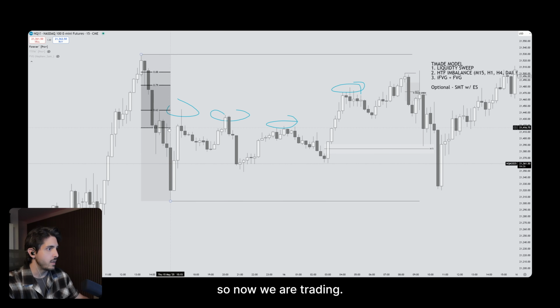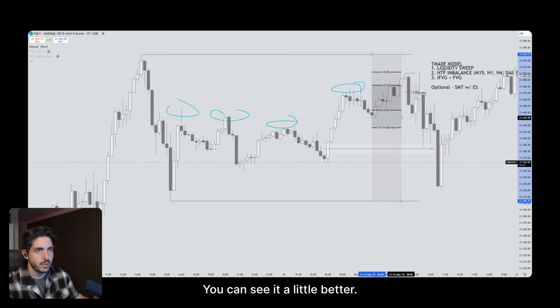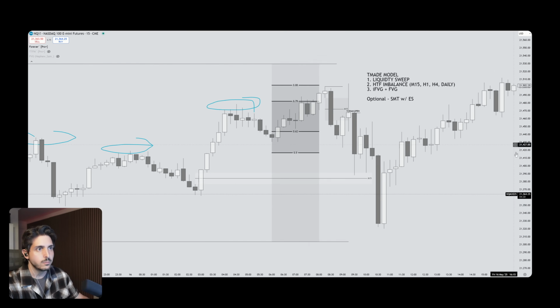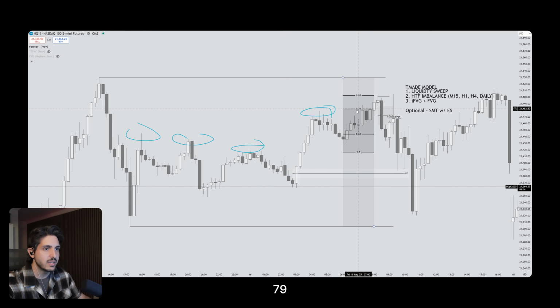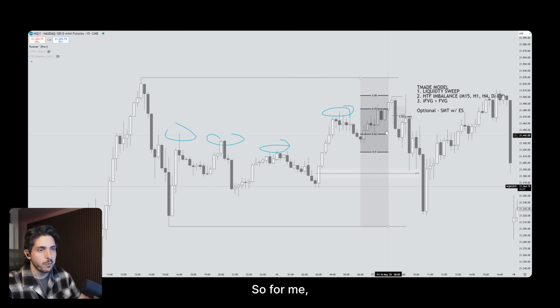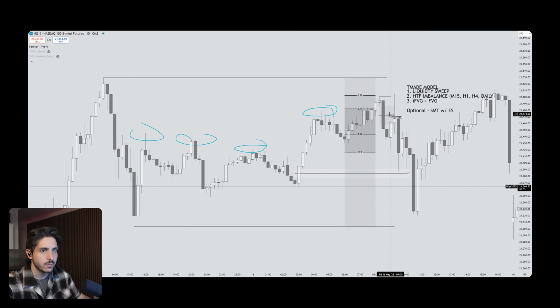So now we are trading, right? I'm going to move this over here so you can see it a little better. So we're trading exactly into 0.79 and 0.88 of the low and high of this range. For me, this is a perfect area to look for shorts, especially if we have a bearish imbalance like we do here.